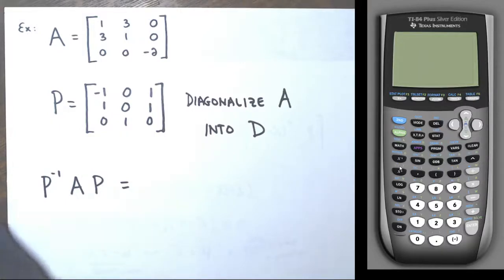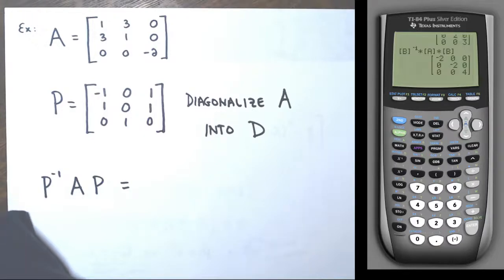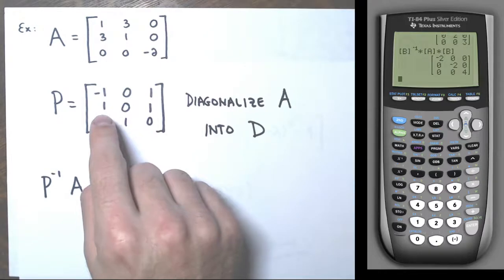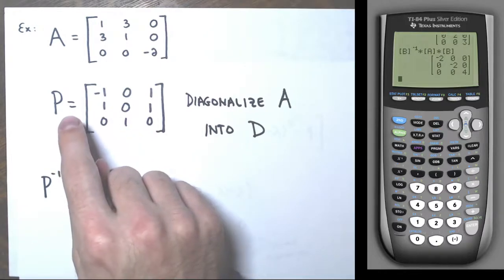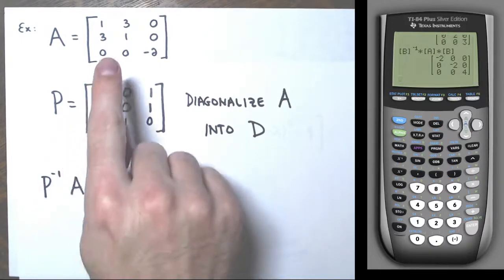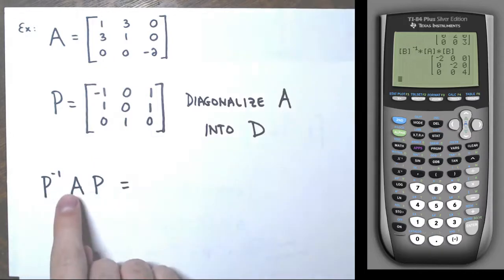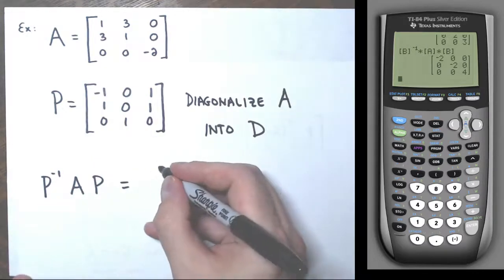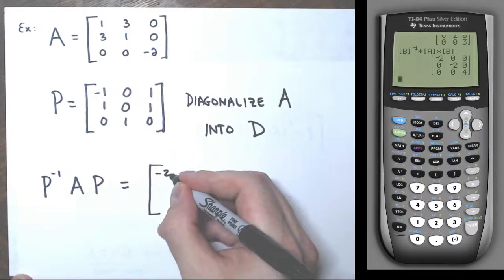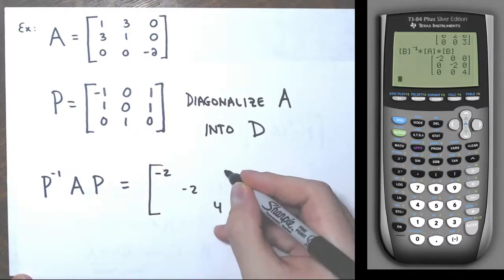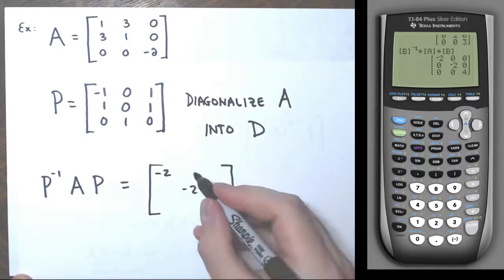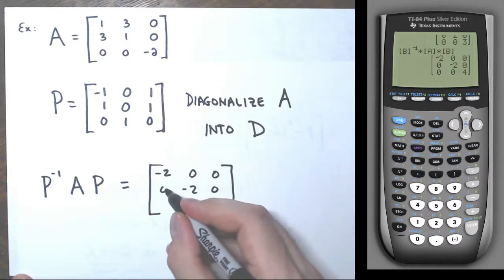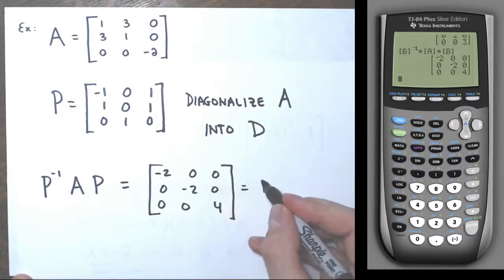I'm going to pause it right now and just enter these into my calculator and show you the final result. Okay, so I've done this already. I've entered, on the calculator again, this was called matrix B, and I did B inverse times A times B. And you see the diagonal matrix coming up with -2, -2, and 4 in that order, coming down the main diagonal, zeros everywhere else. It is a diagonal matrix.